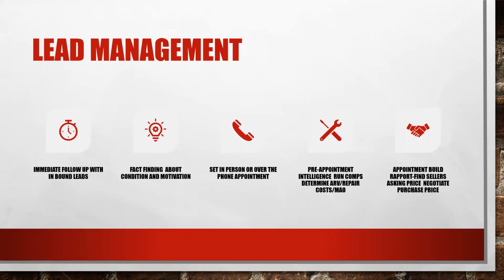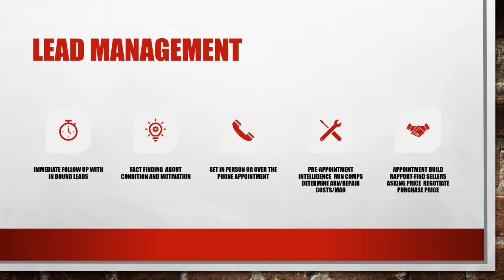On your initial call with the seller, you're going to do some initial fact finding about the condition of the home, as far as what repairs need to be made to bring it up to 2020 standards. Also, you're going to want to find out the reason why they're selling, what their motivation is, to help you determine how motivated this seller is in accepting an all-cash offer. Then you're going to want to set up either an in-person or over-the-phone appointment.